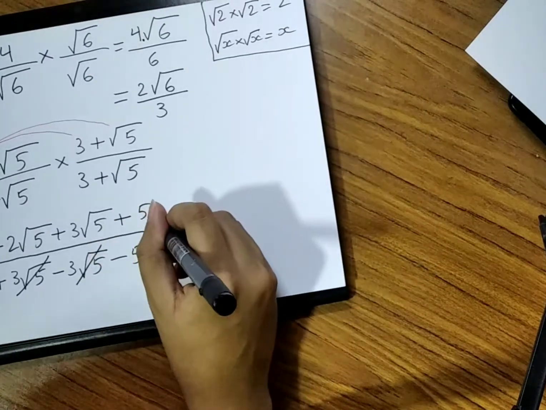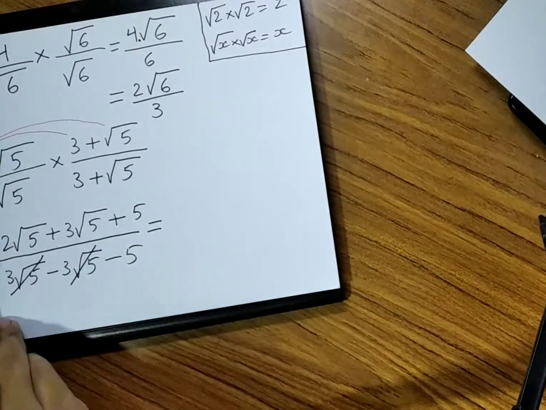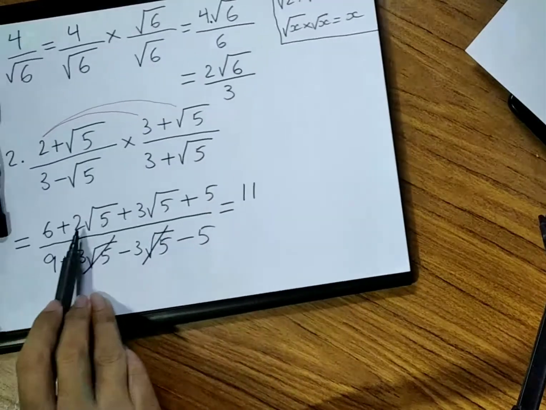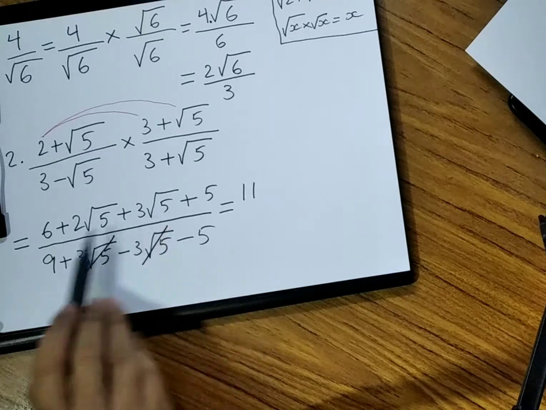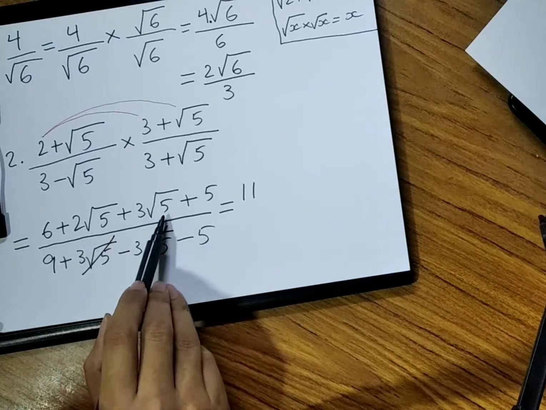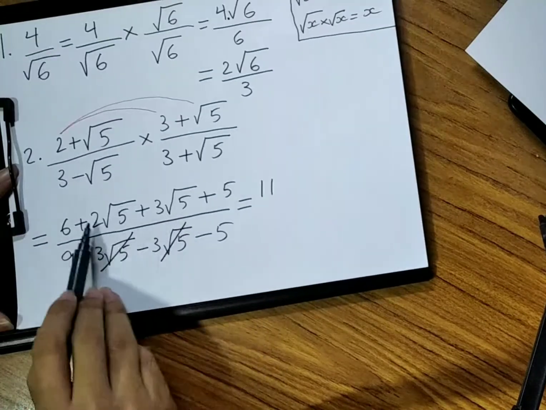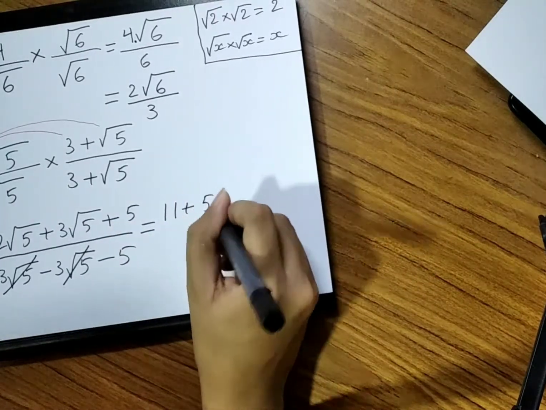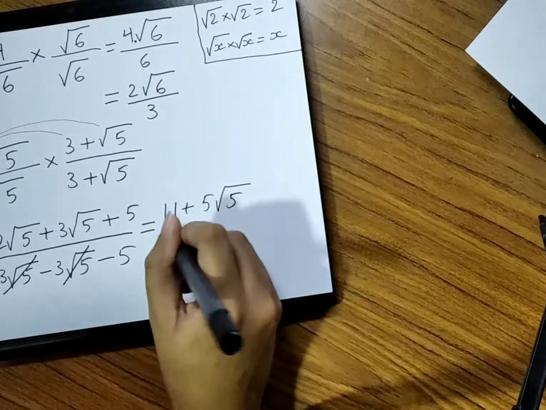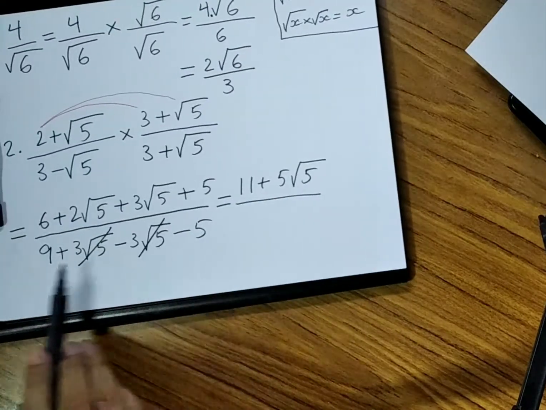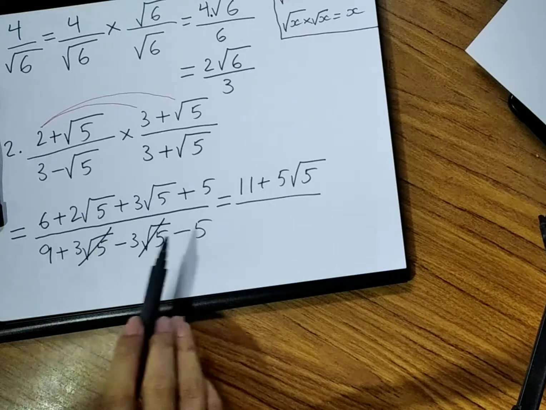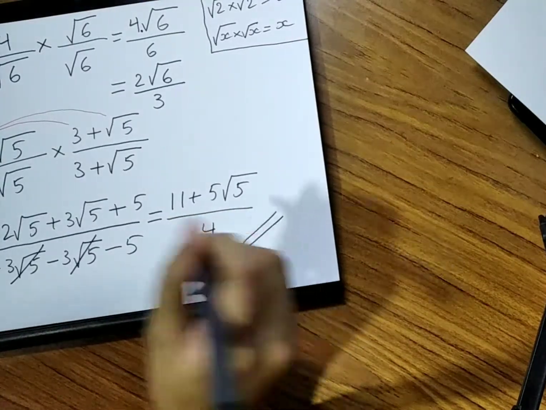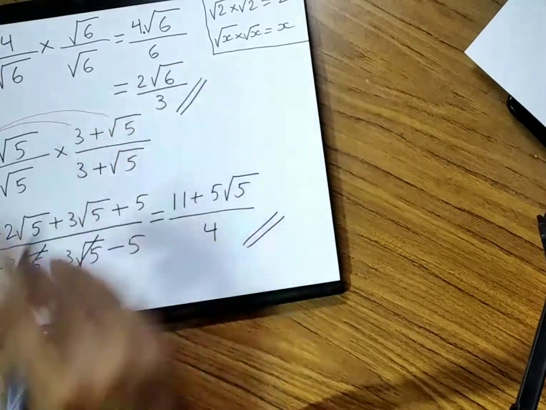Okay, so the final answer can be written here. 6 plus 5 will be equal to 11. And 2 root 5 plus 3 root 5 is the same as 2x plus 3x equal 5x. So in this case, it will be 5 root 5. So I will just write plus 5 root 5. And now the denominator is only left with 9 minus 5, which is equal to 4. And that's how you solve it. Okay, that's how you solve it.